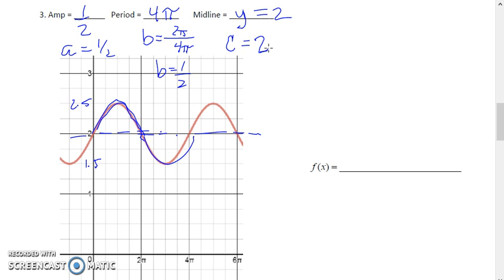So now if I go to write this out, f of x is equal to my amplitude. It is a sine. My B value is a half, of x plus 2. Hit pause if you need to, go back or rewind it, whatever. All right, I'm going to go down to number 4.